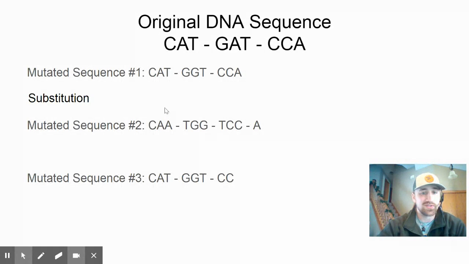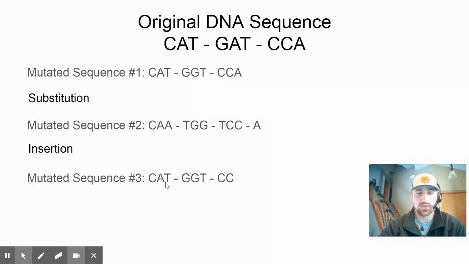Now, mutated sequence number 2 has 3, 6, 9. Oh, there's a 10th one. So if we have a 10th one, I automatically know that this has to be an insertion. Now, should I see where this insertion took place? Yup. Okay, so let's do it. We have C, C, A, A, then also we have a T. But then I have a T over here. So this A right here must have been inserted, hence why everything shifted to the right. We had a frame shift. So it's going to affect all of our amino acids, all of our codons after.